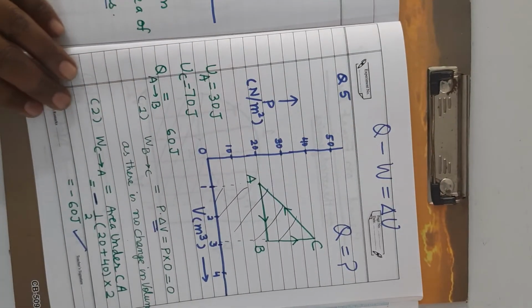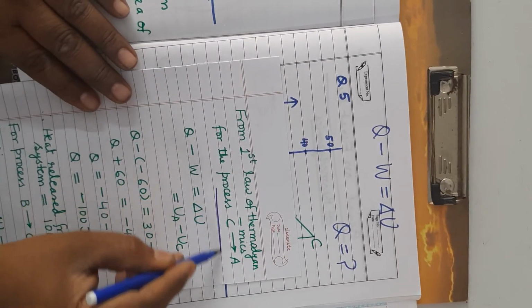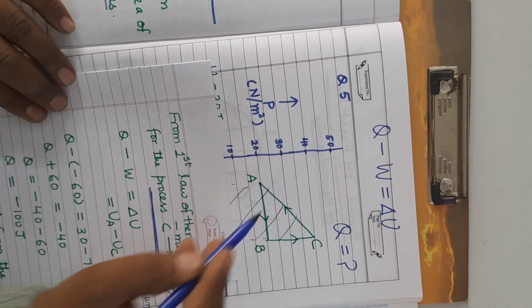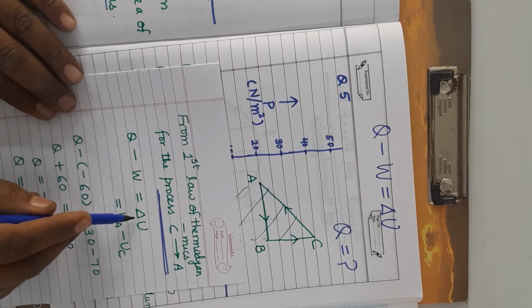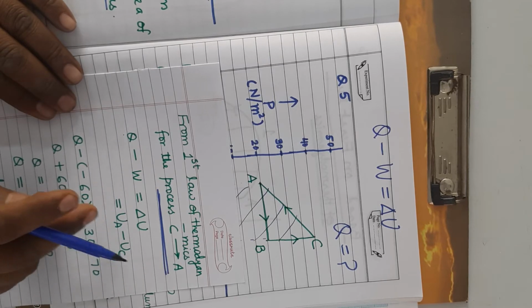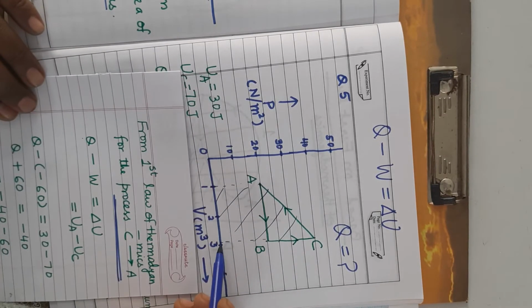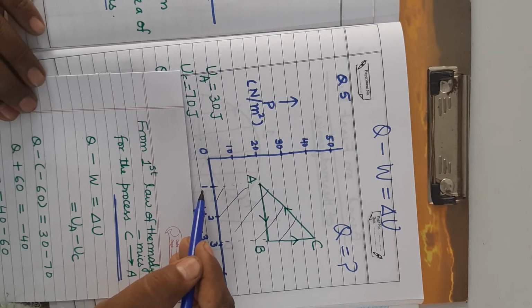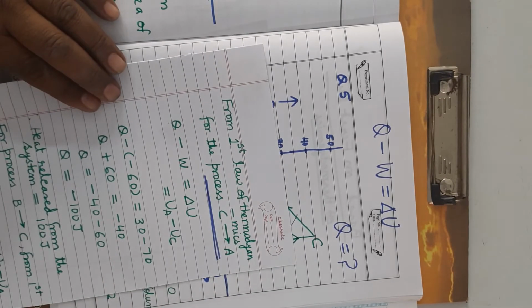Now from the first law of thermodynamics for the process C to A, Q minus W equals delta U. Delta U equals internal energy at the final state minus that at the initial state. What is the final state? Final state is A, and the initial state is C. So it will be equal to UA minus UC.